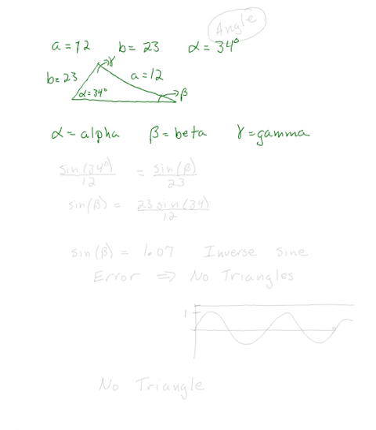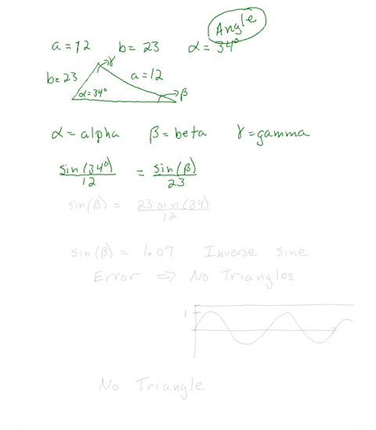Okay, so let's give this a try. I'm going to say the sine of 34 degrees over the side opposite, which is 12, equals the sine of beta over 23. Now again, remember why this is the ambiguous case. It's because we're given only one angle. That's the thing that makes it the ambiguous case. I don't know the other two angles, I'm only given one.